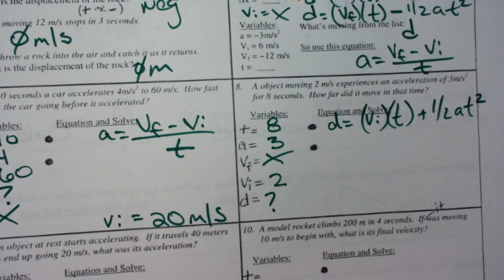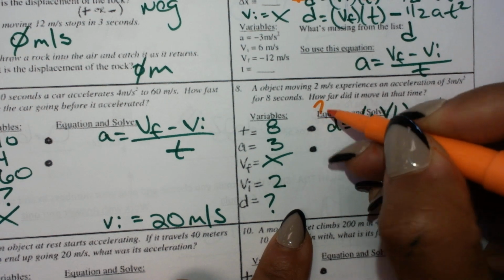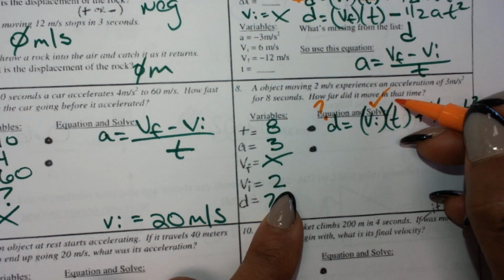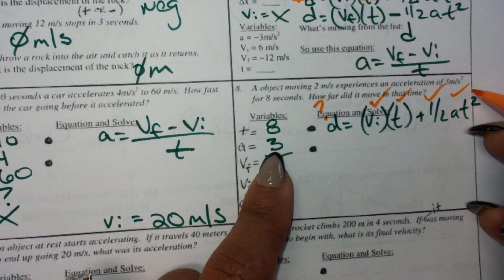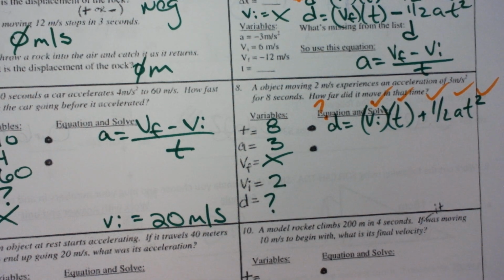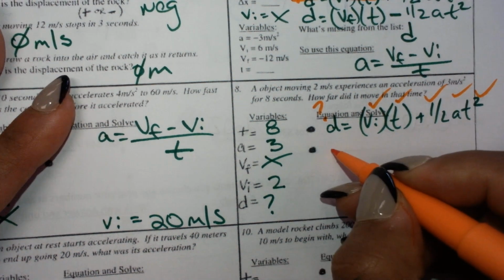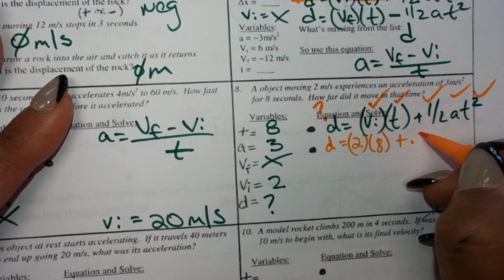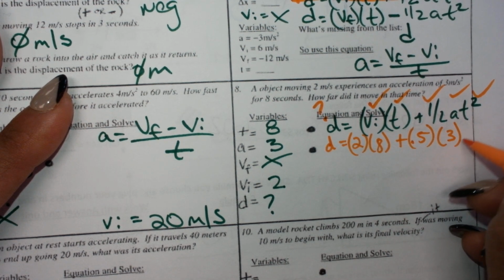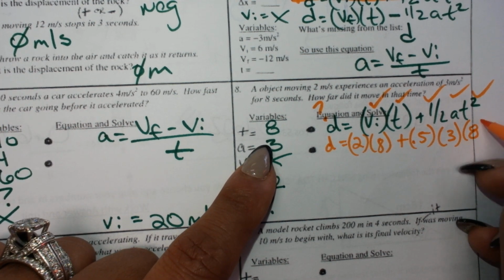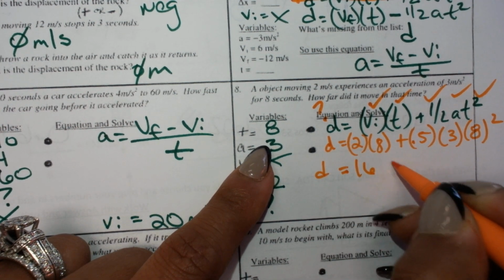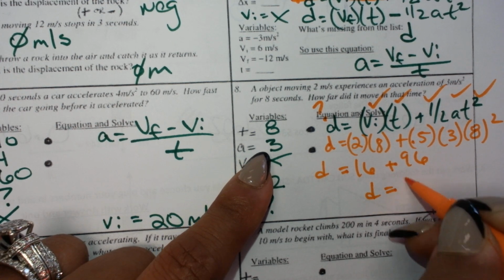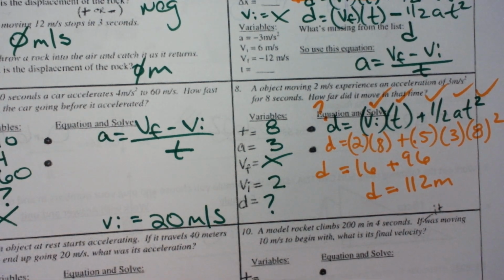So that's my equation. Before I go any further, I want to double check if this is a good equation. Distance, question mark. VI, check. T, check. 1/2, check. A, check, and T, check. Not only is it good, but my equation is set up the correct way, so I don't even have to rearrange it. In this case, distance equals 2 multiplied by 8 plus 0.5 times A, which is 3, and T is 8 squared. Distance equals 16 plus 96, or the distance is 112 meters. So hopefully you checked your answer.